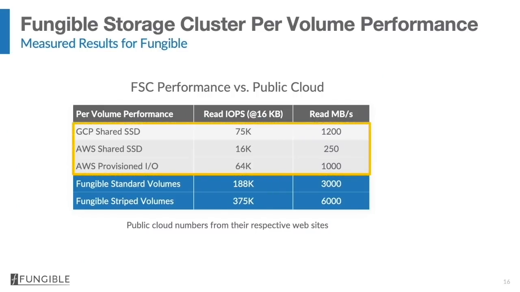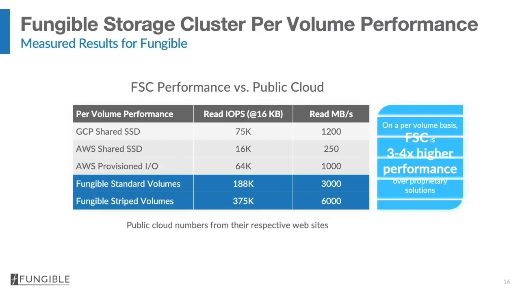The performance numbers for Google Cloud and for AWS, as I mentioned, come directly from their website. Our performance is actually measured in our own Fungible labs, and several customers have done these performance measurements, and they all match. As you can see here, we're actually better by anywhere from a factor of 3 or 4 over these proprietary solutions from the public cloud providers, even though we're using a completely open standard implementation. In fact, I can share with you that one of our customers specifically moved from the public cloud to a private cloud, used our fungible storage cluster, and they told us that we are 4x better compared to what they were experiencing on the public cloud.